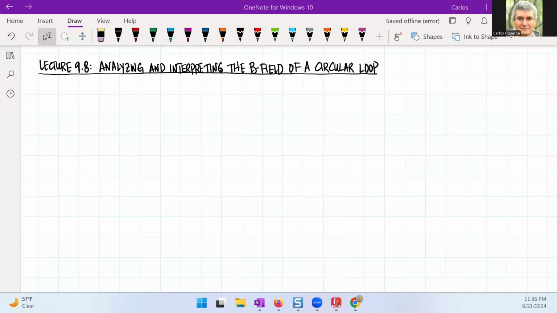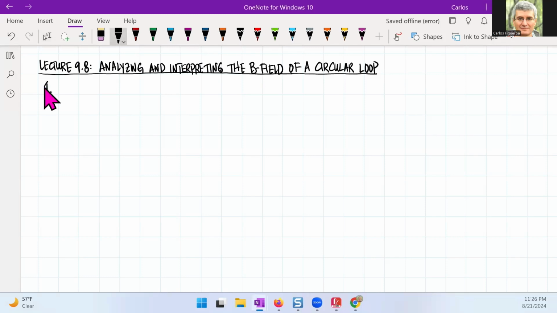Lecture 9.8, Analyzing and Interpreting the Magnetic Field of a Circular Loop. So there's probably about 4 or 5 points that I want to make in interpreting this field.